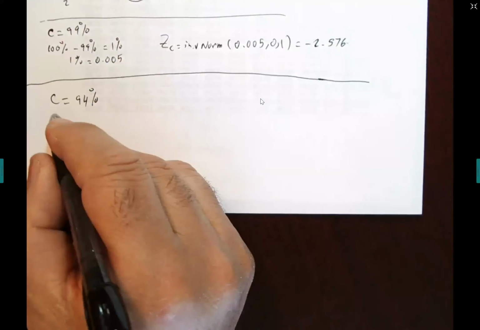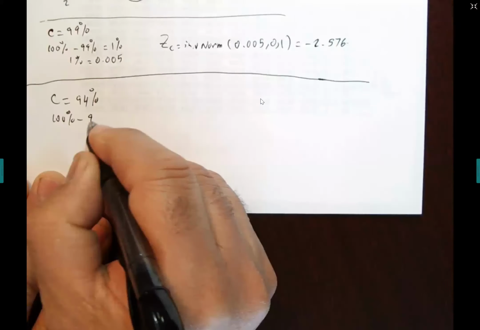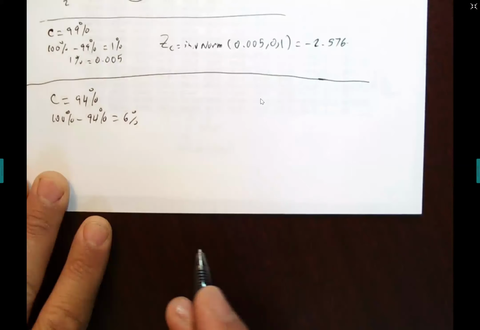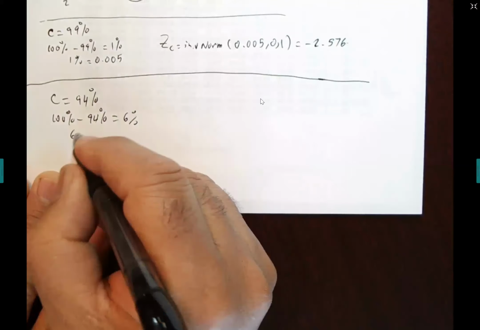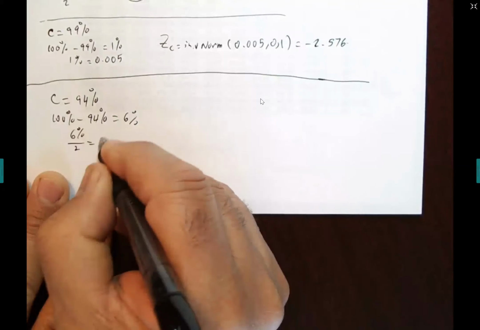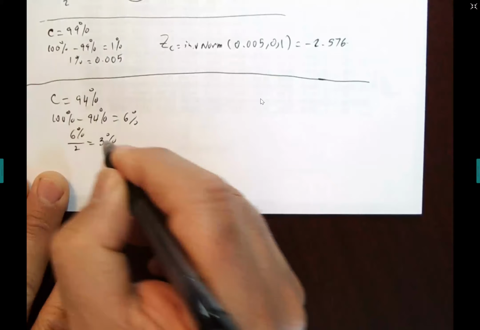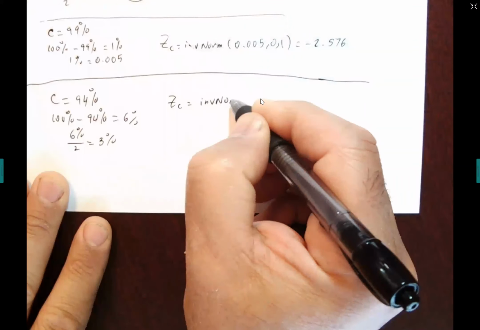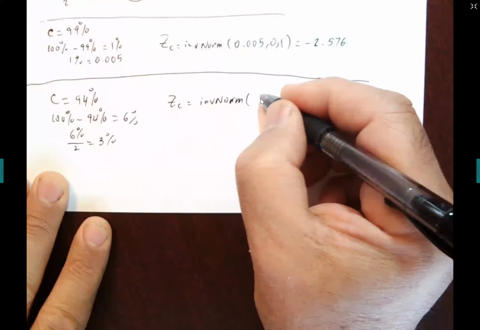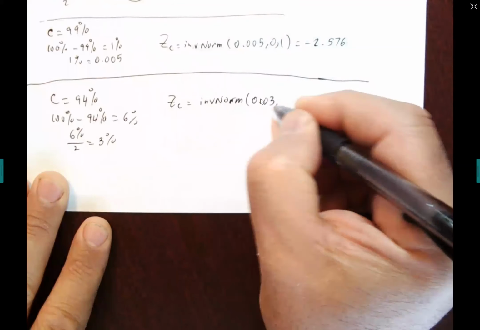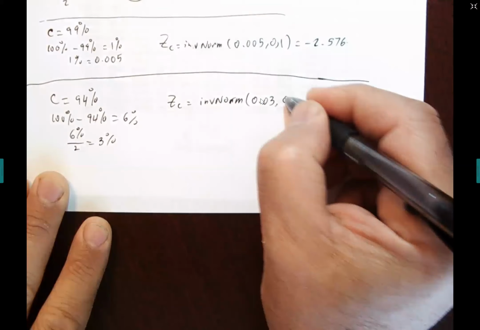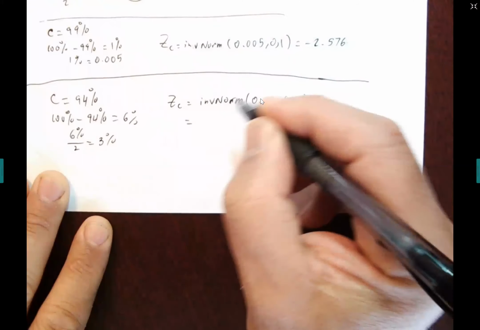100% minus 94%. You're going to see, guys, I'm consistent here. I don't change what I said. I always do the same thing. 6%, divide 6% by 2, 3%, and look, ZC is inverse norm 0.03. So in the homework online, if you're asked to find the critical value, guys, this is how you do it. You don't have to use the table. I'm giving you a better shortcut than using the table, guys.